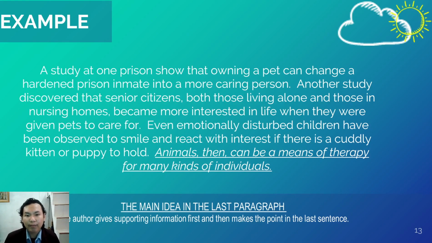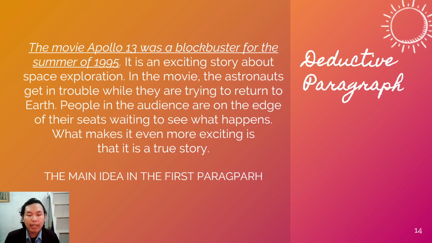So here is the example. As you can see, the sentence that is underlined is the main idea of this paragraph. As you can see in the statement below, the author gives supporting information first and then makes the point in the last sentence. So this is an example of an inductive paragraph, because the main idea is located in the last sentence of the paragraph. The main idea in the first sentence makes it a deductive paragraph.